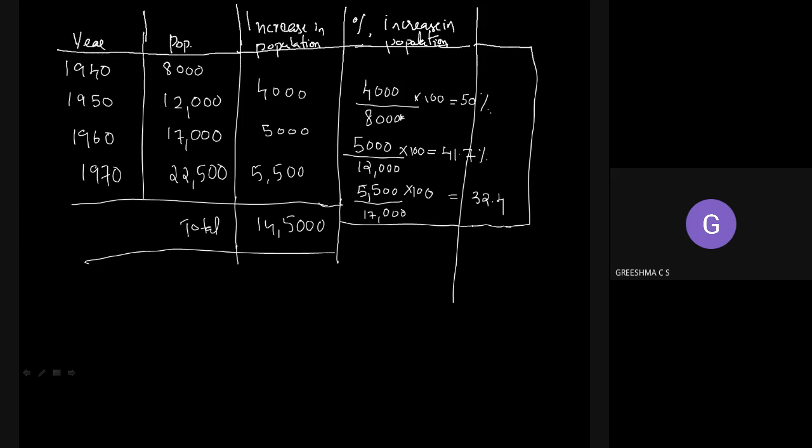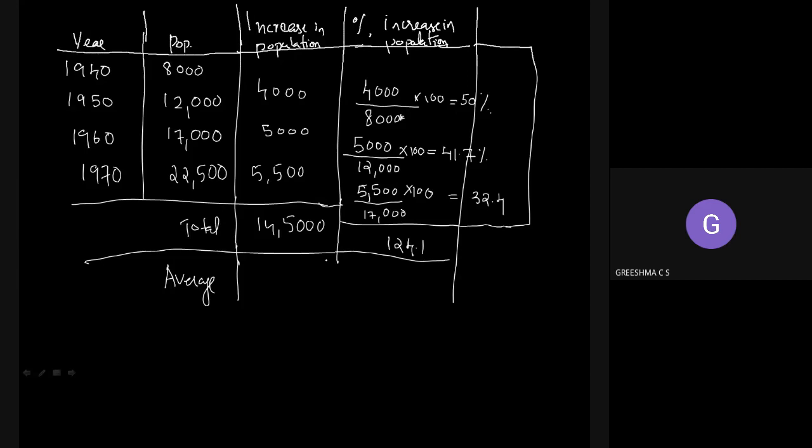Now you have to calculate the total percentage of increase, that is 50% plus 41.7 plus 32.4. You will get 124.1. So how did we do this? First we calculated how much the increase in the population is. Next we calculated the percentage increase in the population. Now we have added the increase in the population, and also added the percentage increase in the population. Now we will take the average.